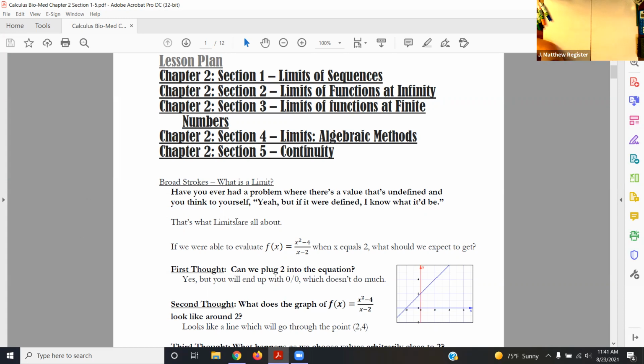But when we think about limits, again, limits are saying, what if it were defined? And so what if we look at the graph? I have the graph of it here, and notice when we're looking at 2, the value is actually very, very close to 4. Desmos actually doesn't even recognize a hole there unless you click on that point. And so it looks like it should go through the point (2, 4).